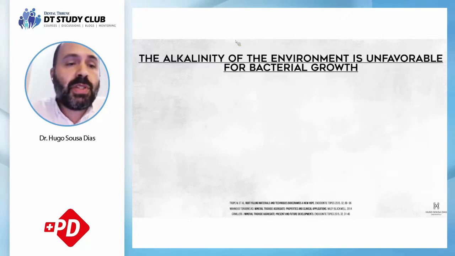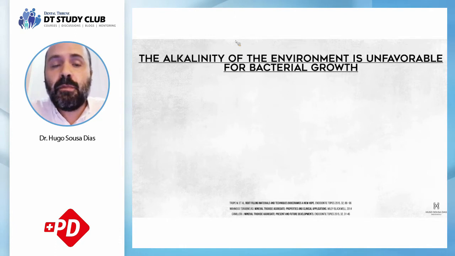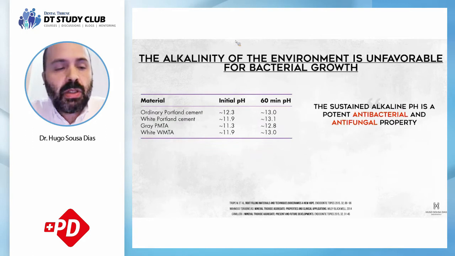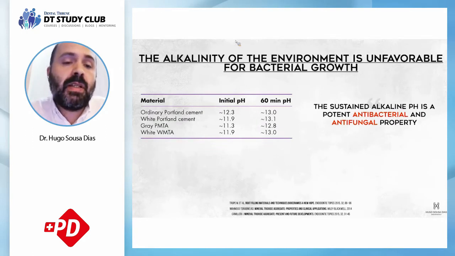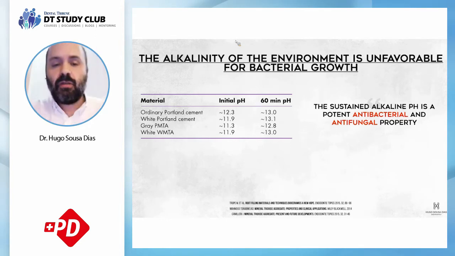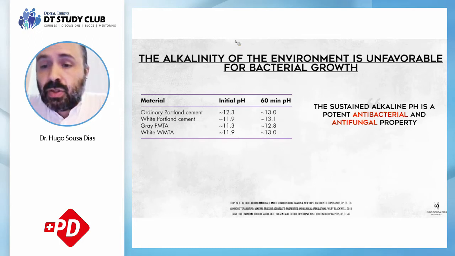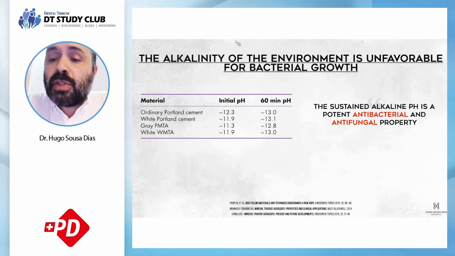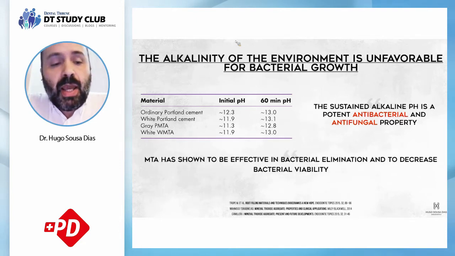Another important property: the alkalinity of the environment is an unfavorable medium for bacterial growth. When you look at different kinds of MTA, they all have this alkaline environment with a high pH value. This sustained alkaline pH is a potent antibacterial and antifungal property. MTA is shown to be effective in bacterial elimination and to decrease bacterial viability.